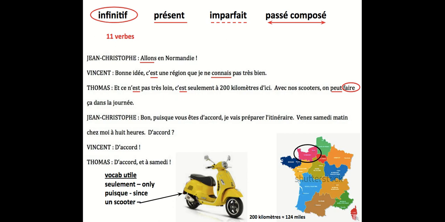OK, phrase suivante. Bon, puisque vous êtes d'accord, je vais préparer l'itinéraire. Il y a trois verbes ici. Vous êtes, ça c'est présent. Je vais et préparer, forme infinitive. Phrase suivante. Venez samedi matin chez moi à 8 heures. Et venez, ça c'est au présent.